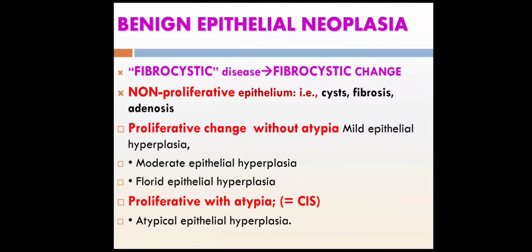So depending on whether it is involving 3 to 5 layers or whether it is completely occupying the entire duct, it is called as mild, moderate or florid. Then proliferative with atypia is nothing but atypical epithelial hyperplasia. Atypical epithelial hyperplasia is again divided into atypical ductal and atypical lobular.